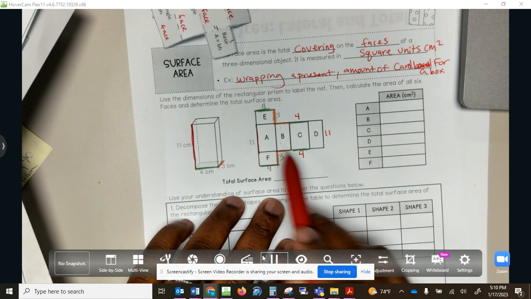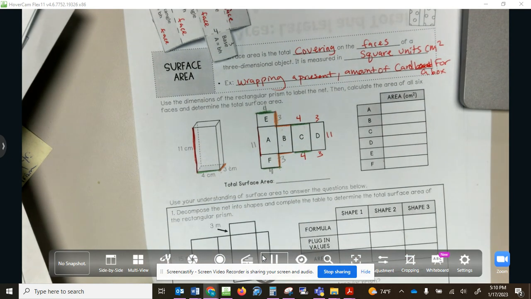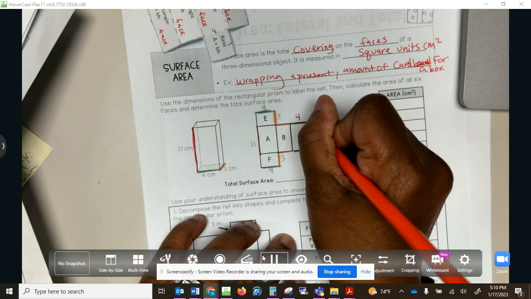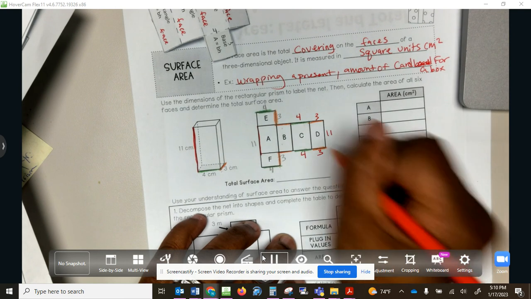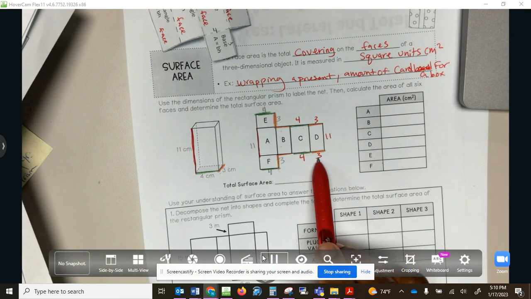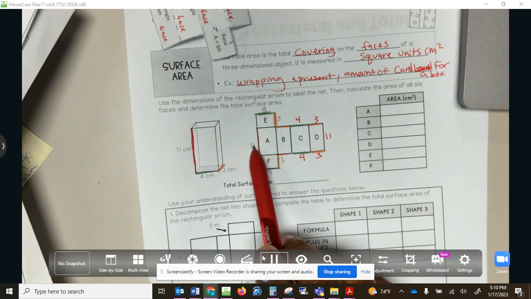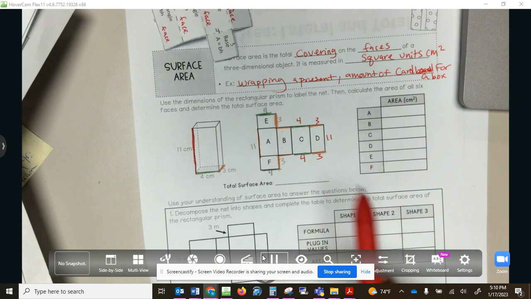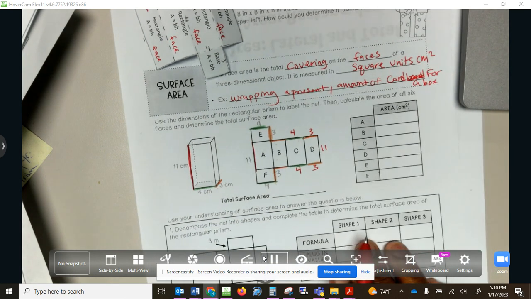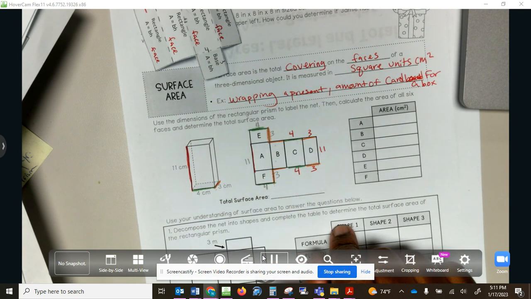So I know if this B is here, I know that 3 will go here as well. And our 3s, because it's a prism and it's rectangular, I should have 2 sides that are short with the 3s. I should have 2 longs with the 4s. And the 11 should go all across all of my things. So now we need to find the area of each one of these rectangles.